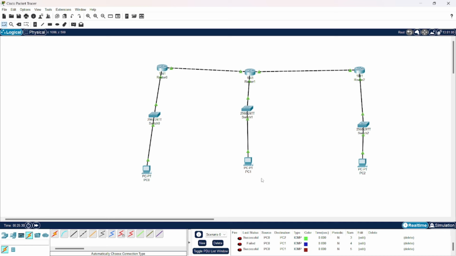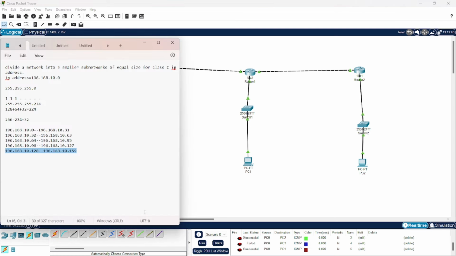So this was all about fixed length subnet masking, FLSM. You can also use dynamic routing, but don't forget, for dynamic routing, you cannot do that with the GUI. You have to use the CLI commands to give different addresses.